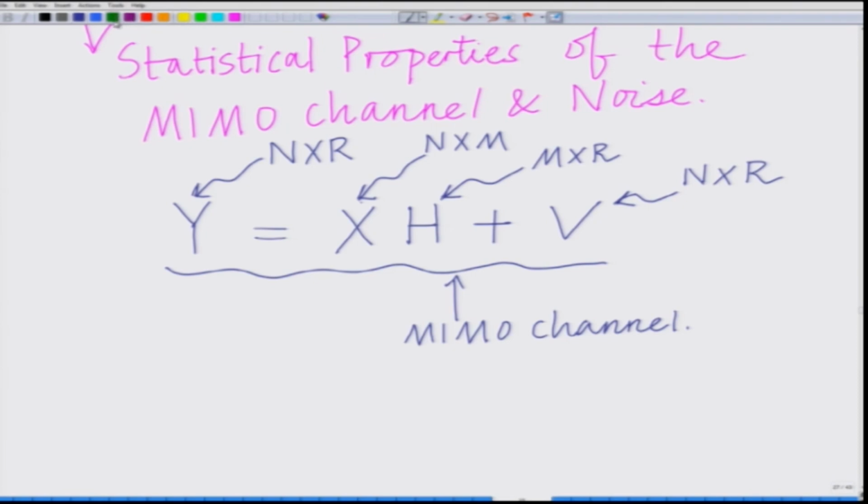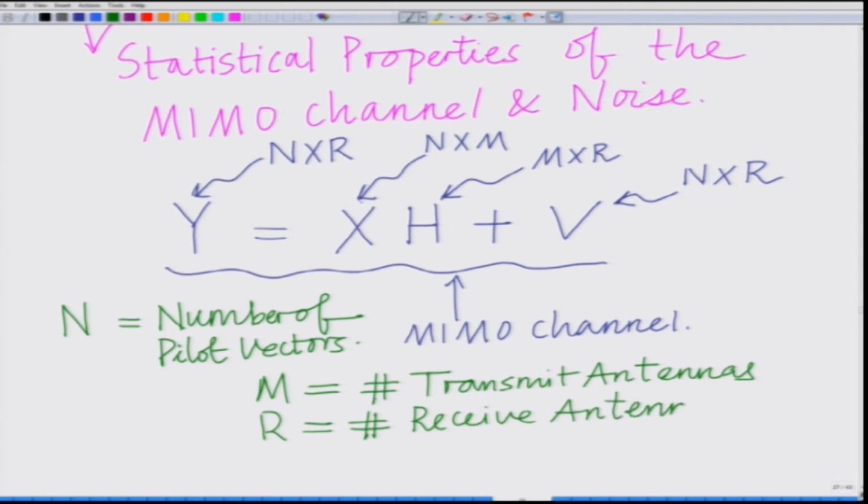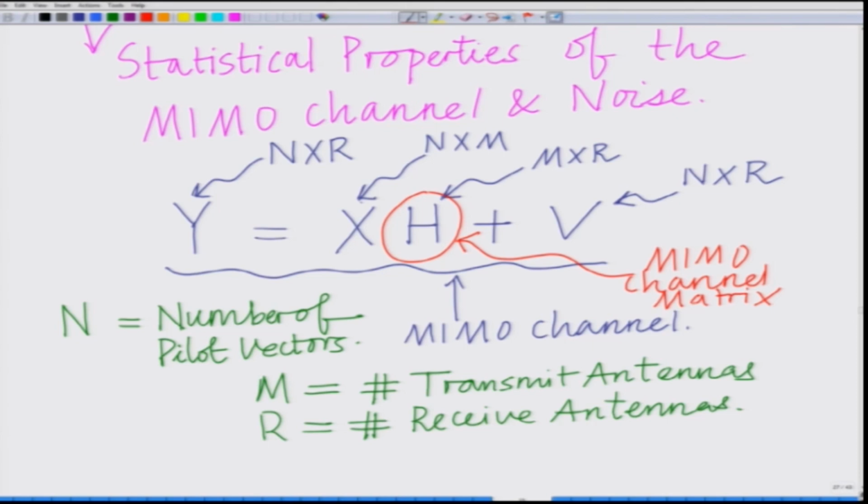And what do we have? The various quantities we have: n equals number of pilot vectors, m equals number of transmit antennas, alright, and r equals number of receive antennas, and H is the m cross r MIMO channel matrix. We would like to estimate this MIMO channel matrix, that is termed as MIMO channel estimation.